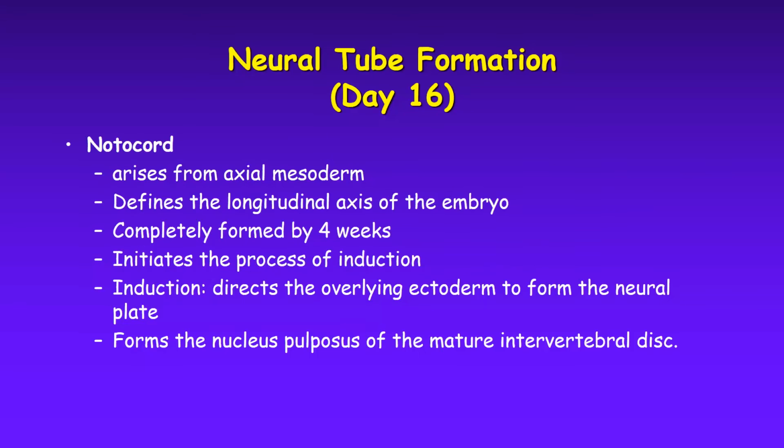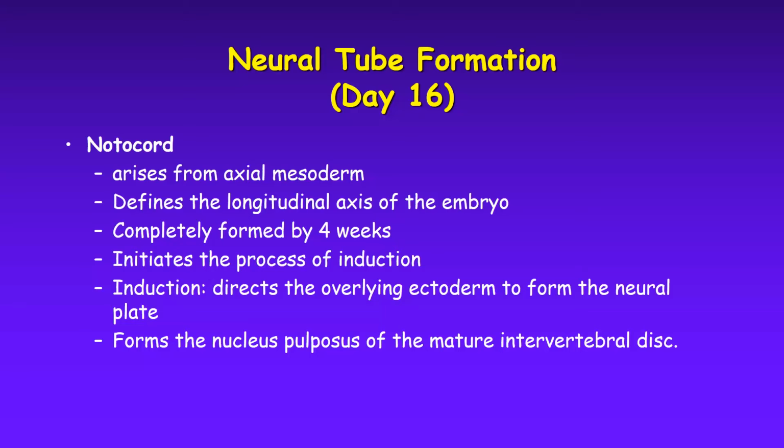So the first thing that occurs is with this neural tube formation. Okay? This is about day 16 is when neural tube formation begins. The first thing, though, that kind of starts this process of developing the neural tube is this thing called a notochord develops. Okay? So the notochord arises out of the axial mesoderm. So some of the mesoderm, that middle layer, some cells differentiate and turn into this thing called a notochord.